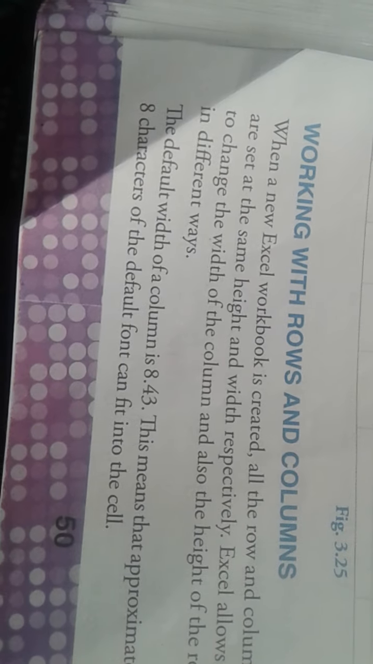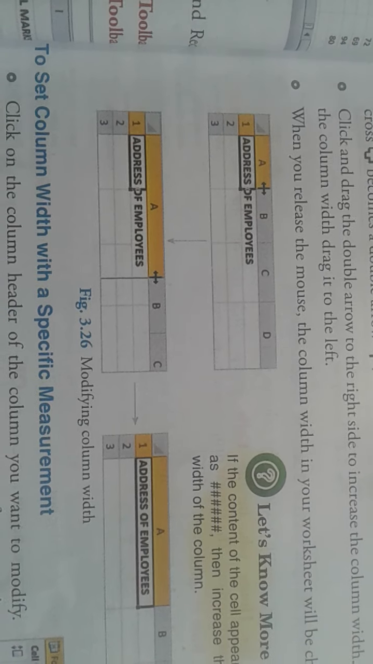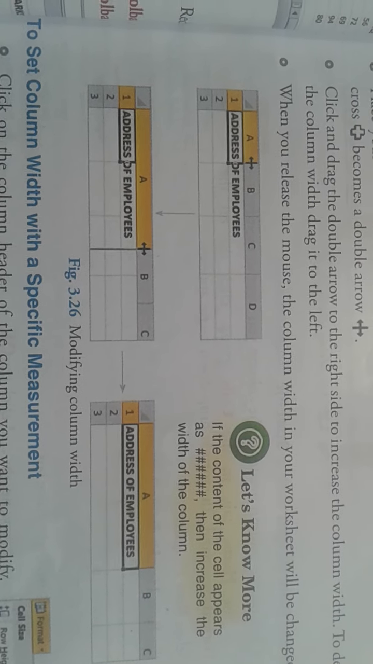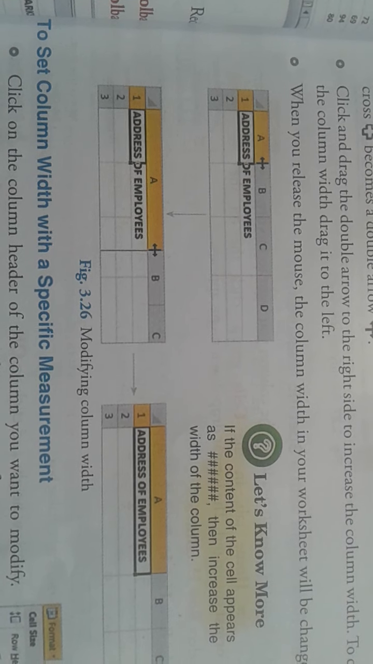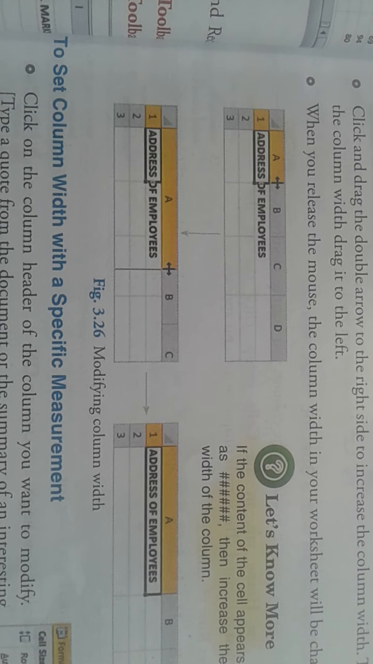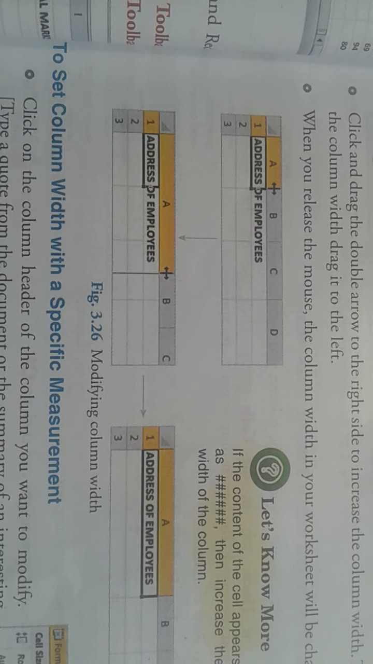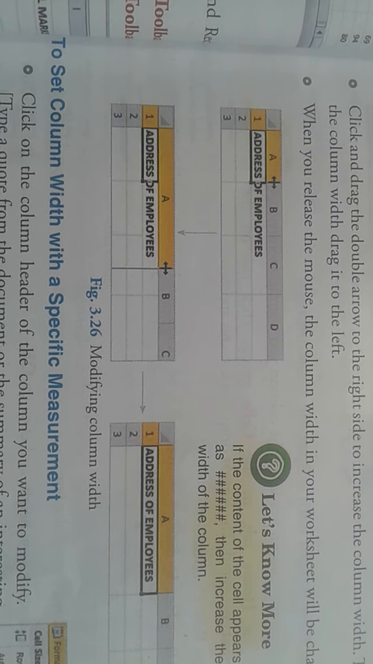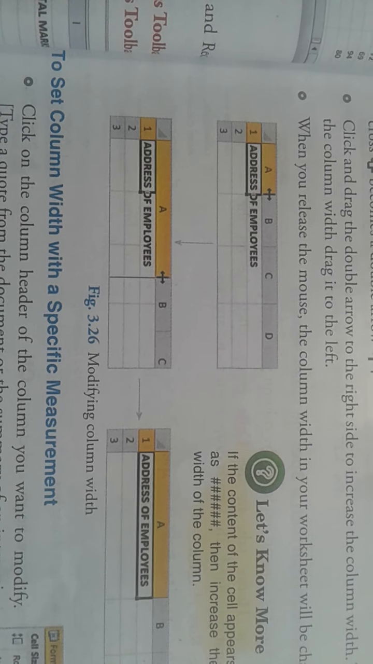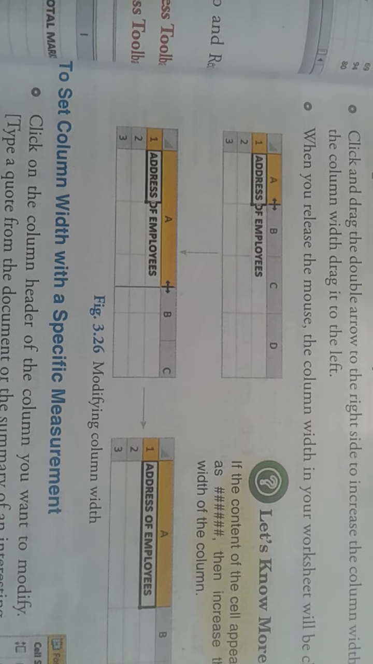The next topic is to set column width to a specific measurement. If you want to set the column width with a specific measurement, you can do that, because we get these types of options. What you need to do is click on the column header of the column you want to modify. You have to click on that.